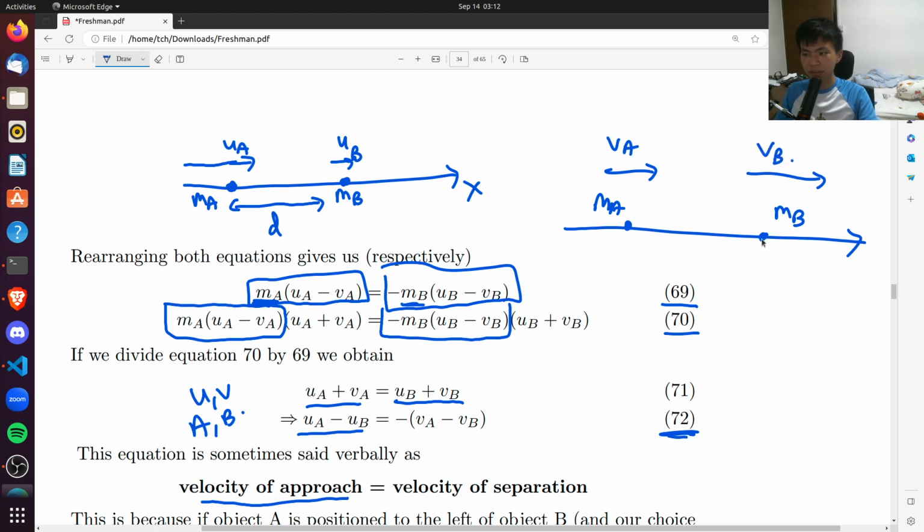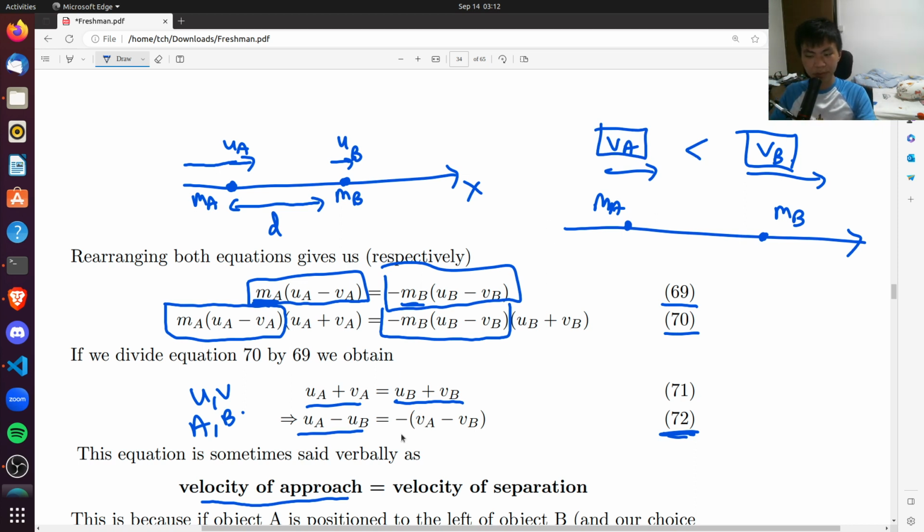Then because their velocities only change during the collision, right? The velocities after the collision must be constant. So that will mean that the velocity of B after the collision must be faster than the velocity of A after the collision, because if that wasn't the case, then they're going to collide again and again and again.